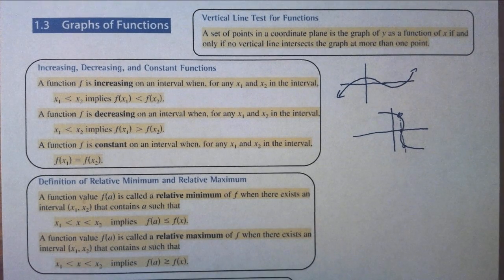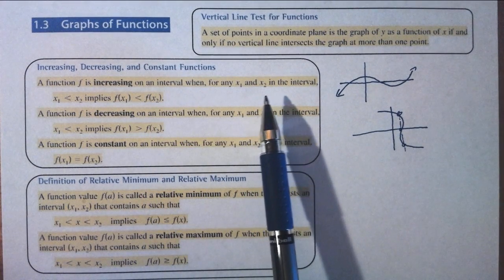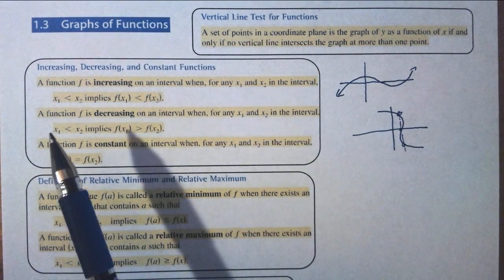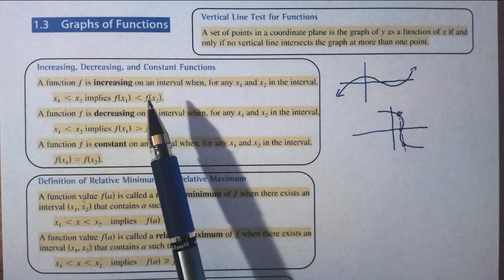Increasing, decreasing, and constant functions. This is such a great case of just learning how to read math, and they can make things sound pretty complicated when they're super simple once we get a grip of it. So going through the increasing one, a function f is increasing on an interval when for any x1, x2 in the interval, x1 less than x2 implies f of x1 less than f of x2.